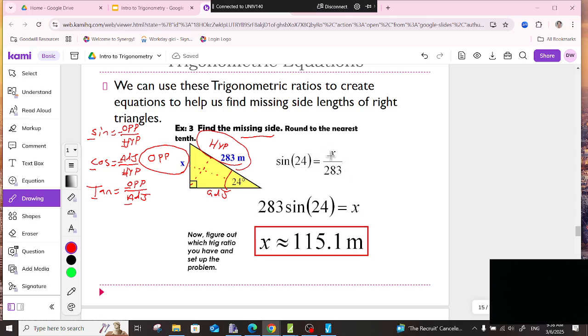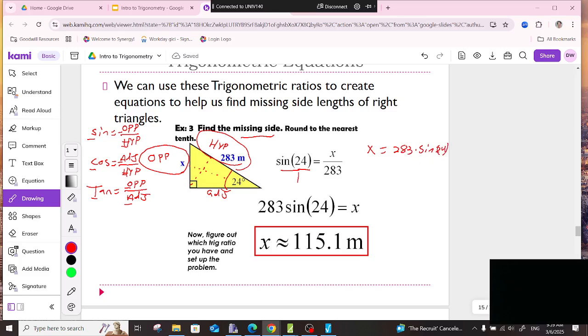It equals this fraction, opposite x over hypotenuse 283. Then all I'm doing is cross multiplying. I'm going to put this over 1, right? When I cross multiply, x is equal to 283 times sine of 24 degrees. Usually you put the number first, then the trig function.